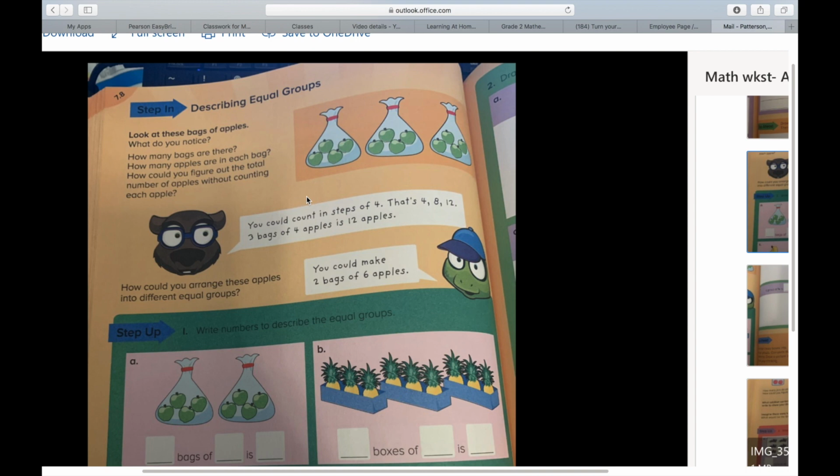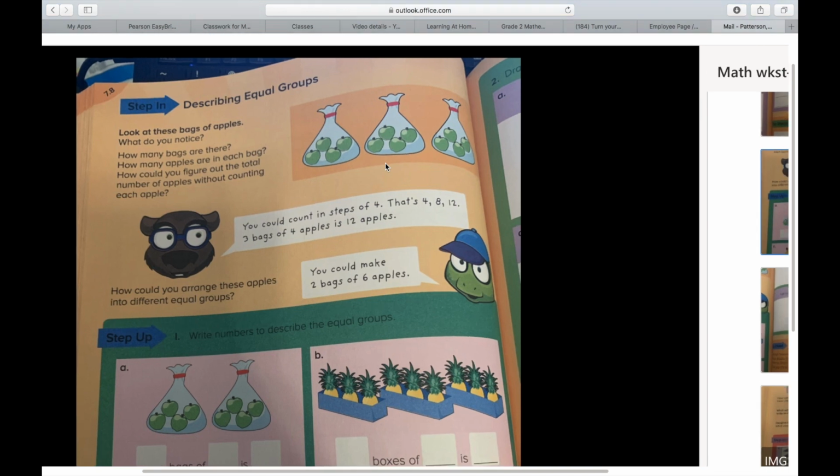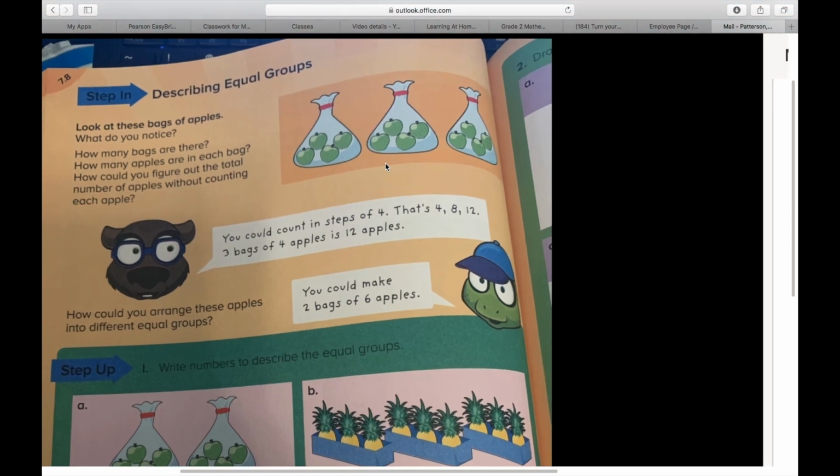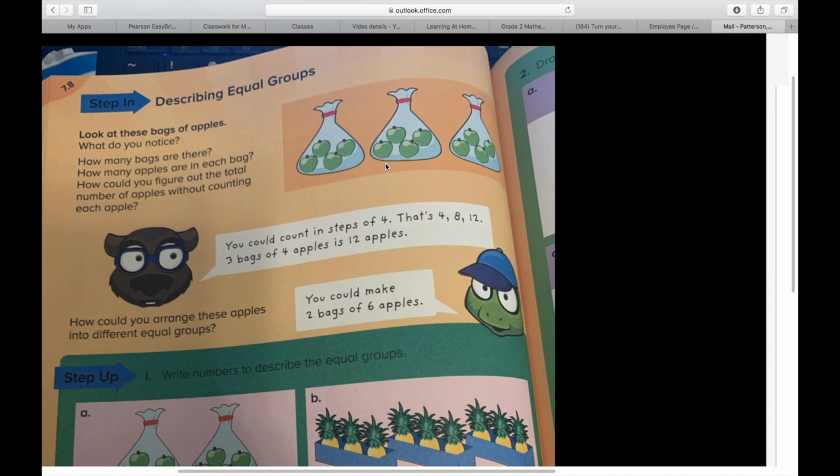Okay, so first we need to describe what equal groups are. So let's look at these bags of apples. What do you notice about these bags of apples right here? I noticed that they're green. Count for me real quick and tell me how many apples are in each bag. So not total, but how many is in each bag?